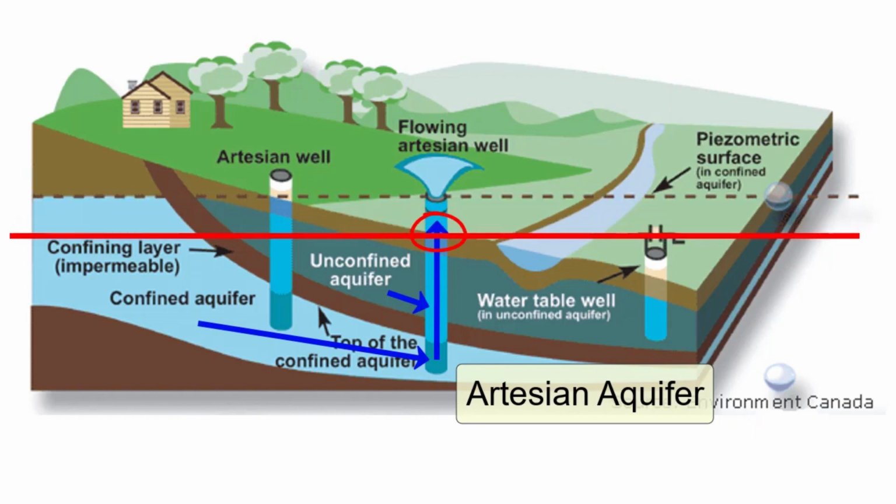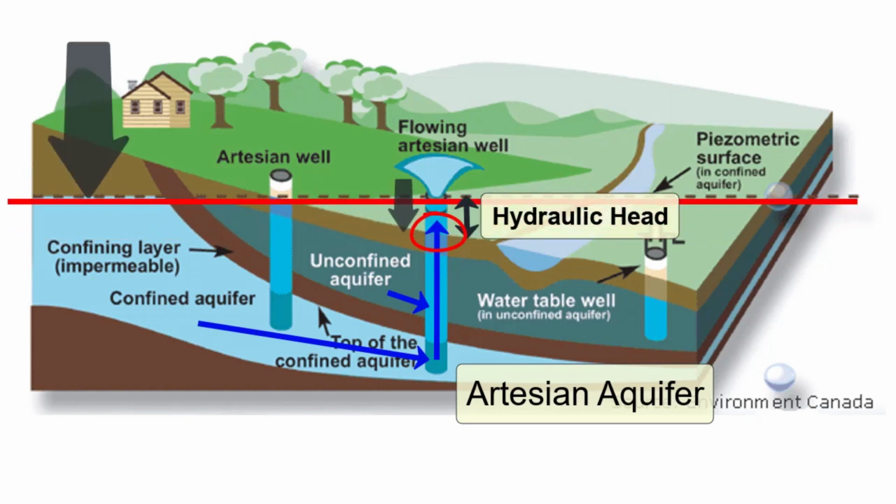What's making the water flow? The hydraulic head. The pressure over here on the left at the water table is higher than the pressure over here at the surface. That higher pressure pushes the water up the well and out onto the surface.